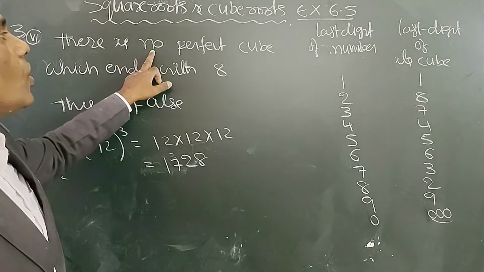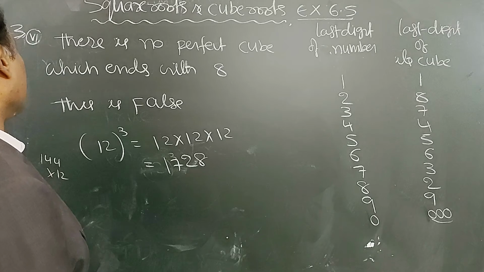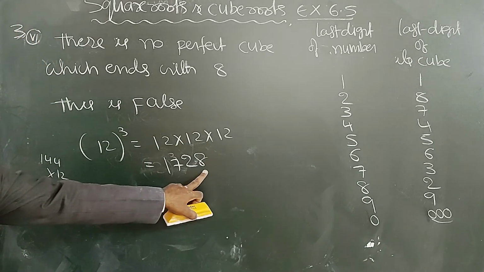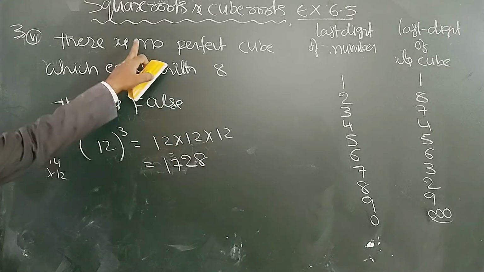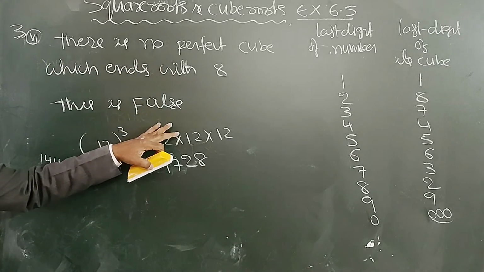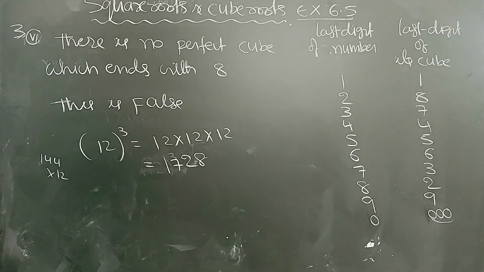Here it is given that it is not possible, so this statement is wrong. This is false. There is a possibility that it may end with 8. So the given statement is false. This example is not needed, just for explanation I am giving. Just write true or false, that is enough.